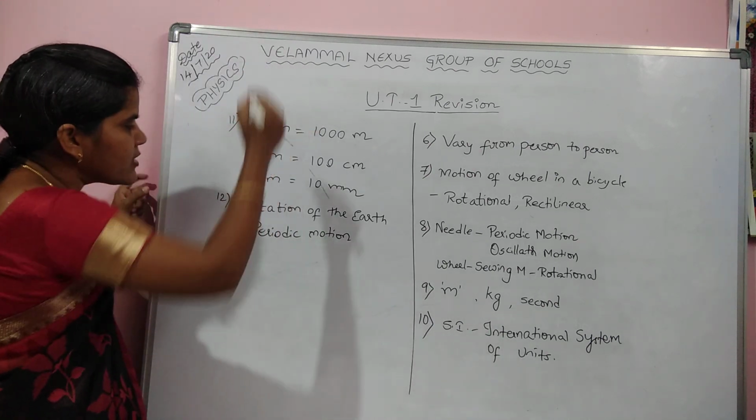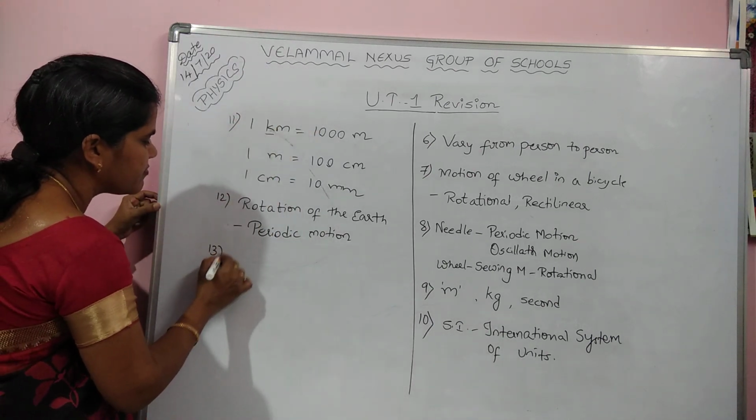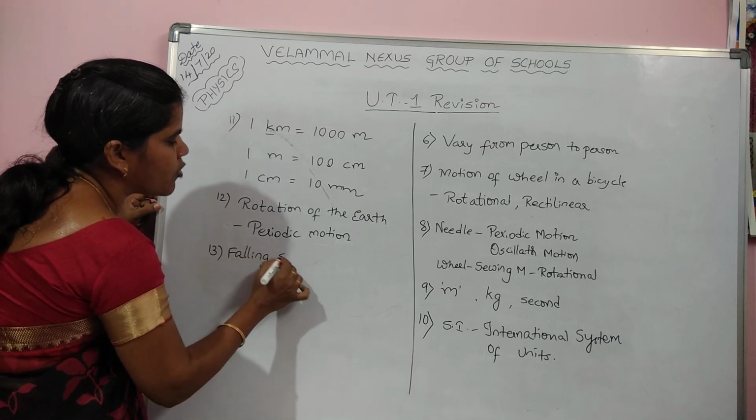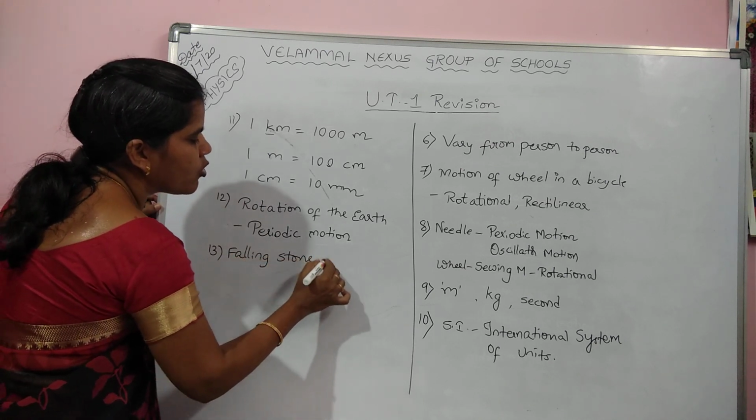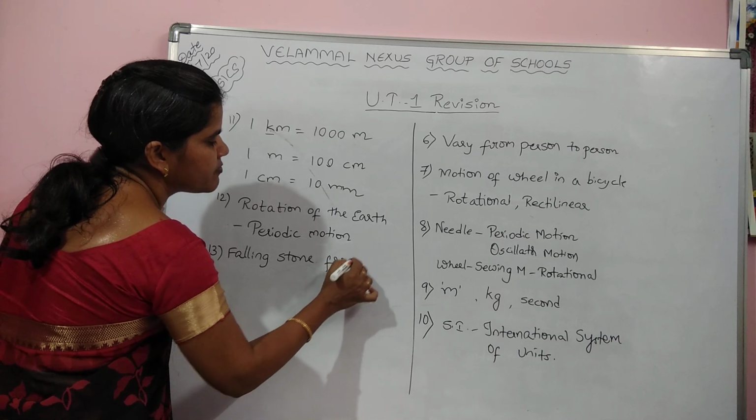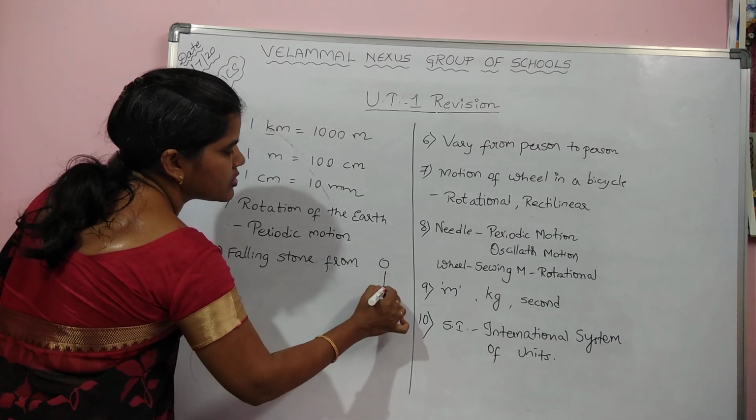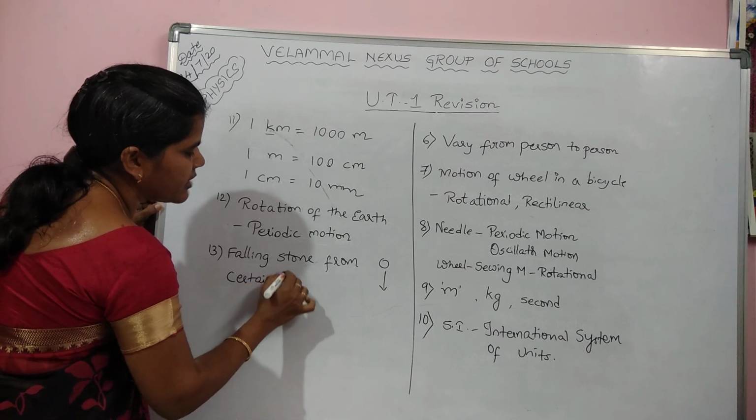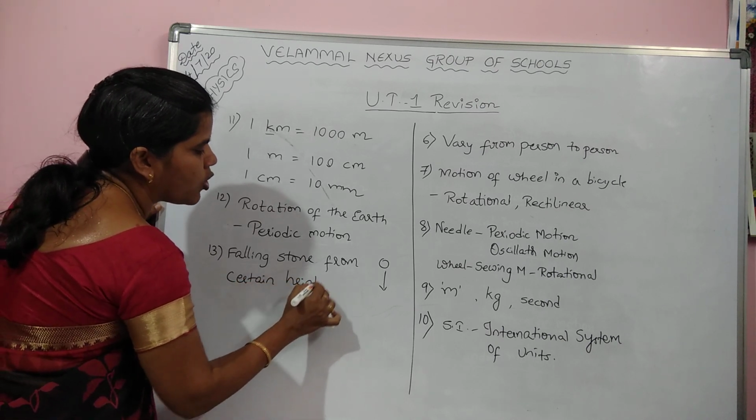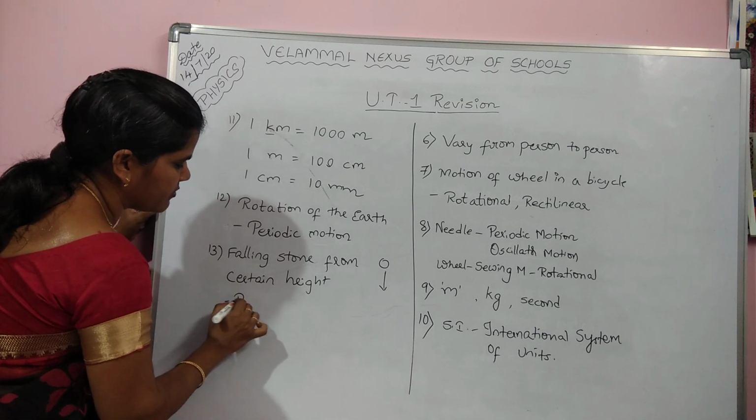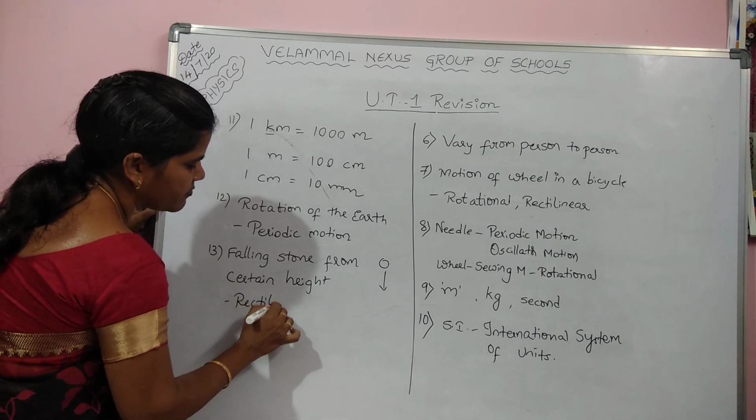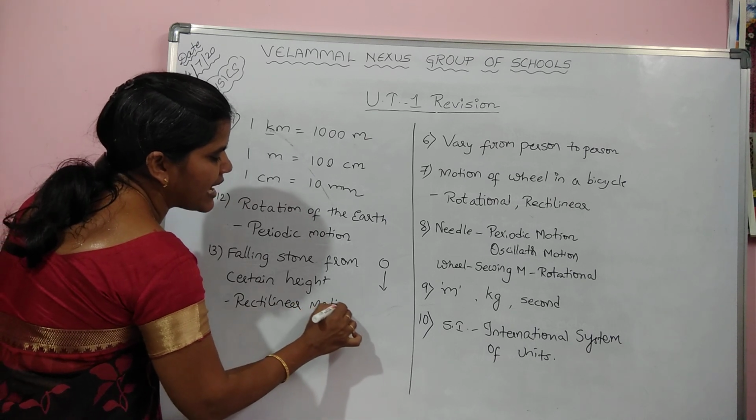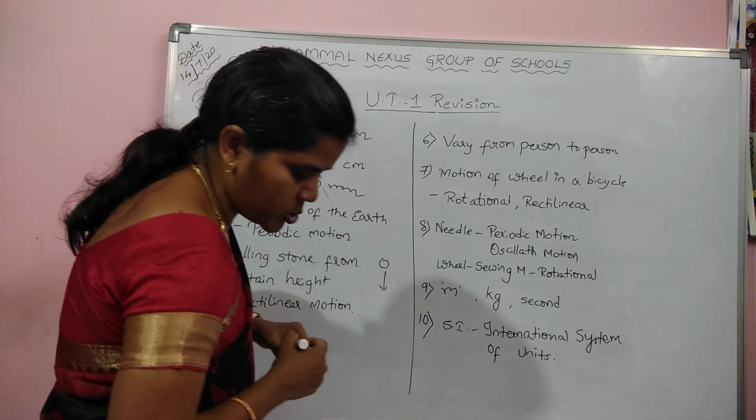Next, falling stone from certain height. Falling stone from certain height is an example of what motion? Suppose a stone is falling like this. What kind of motion? It is an example of rectilinear motion. Falling stone from certain height is an example of rectilinear motion.